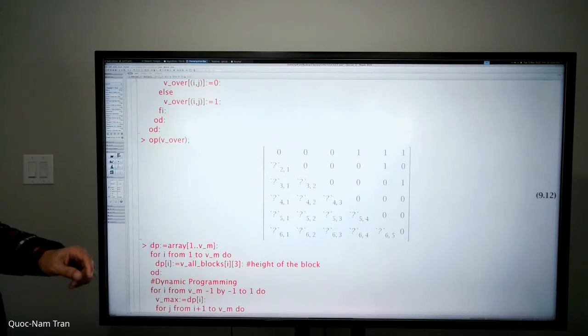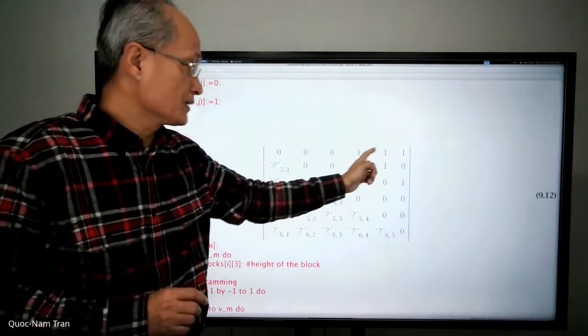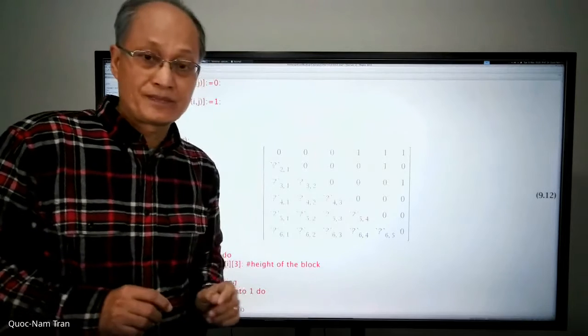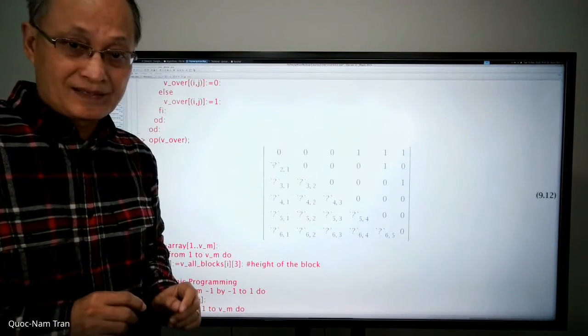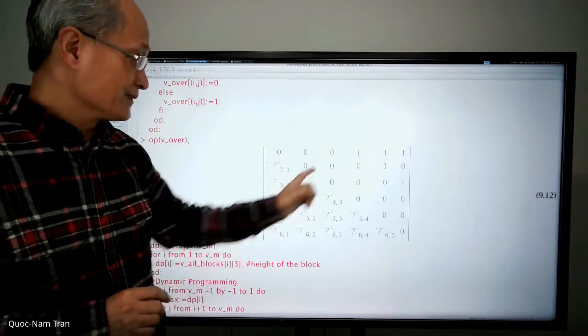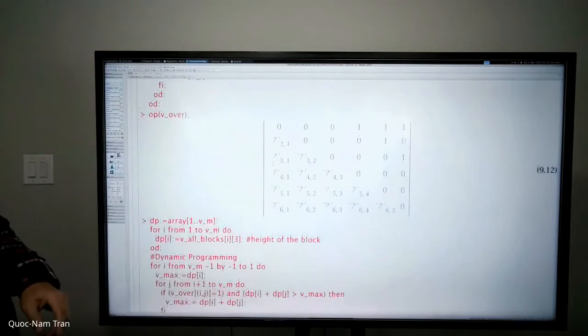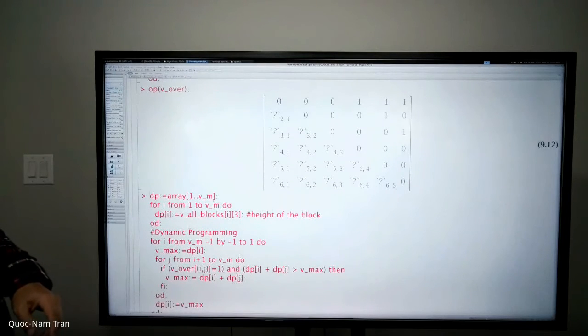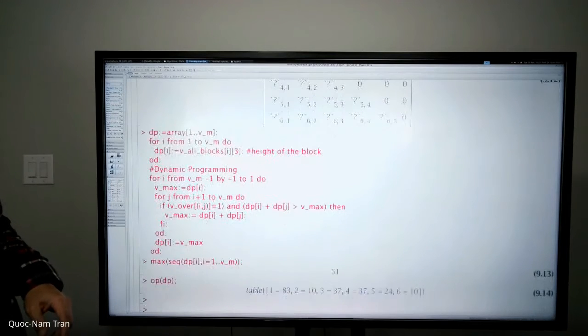So let's see what I have here. Do you have the same? We just have 1, 2, 3, 4, 5. Okay, excellent. So you have the same, right? And now once we have this, we can fill in the dp values. So the dp values are here.